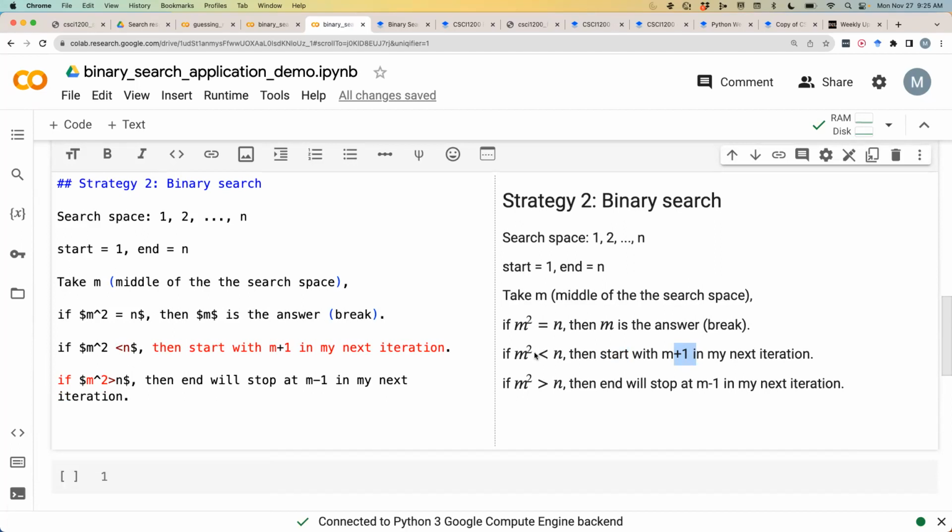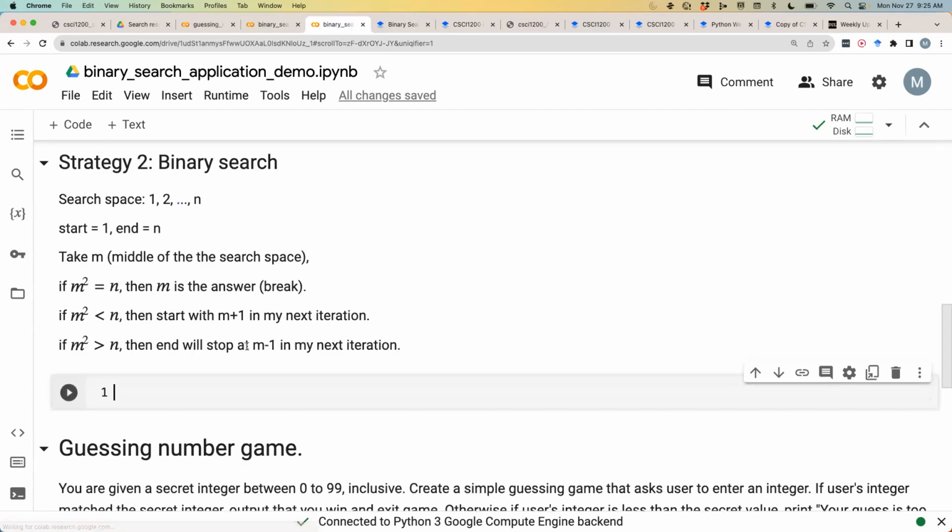You know that anything less than M will still be such that M squared is less than N. So it will still not be enough. So I should start with M plus 1 in my next iteration. If M squared is more than N, you know that it's already more than that. This could be the answer. So in my next iteration, I will stop at M minus 1. So that's the strategy that we're going to do.